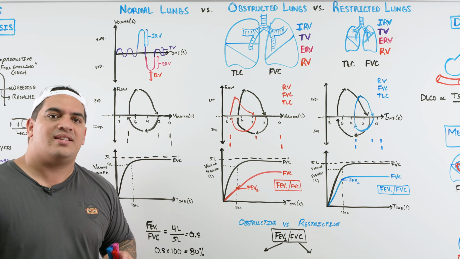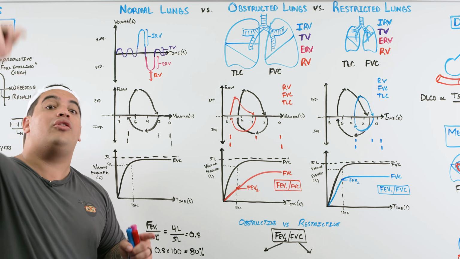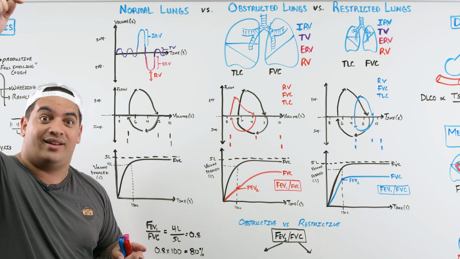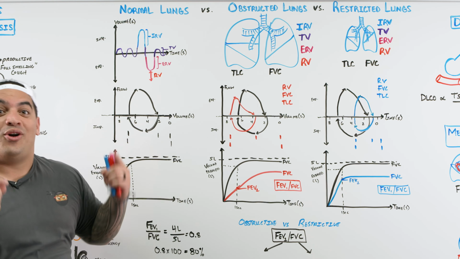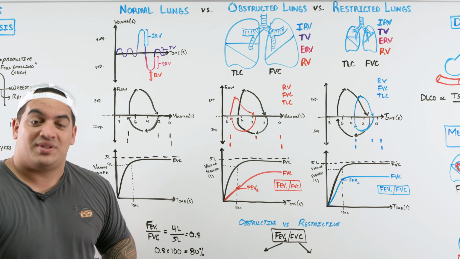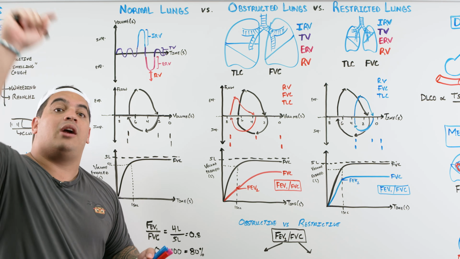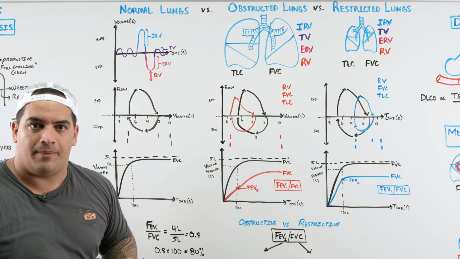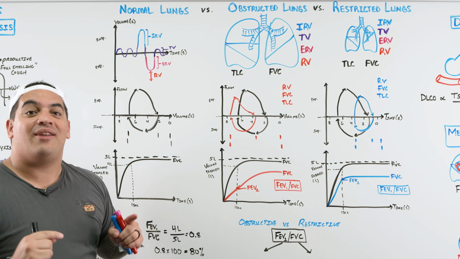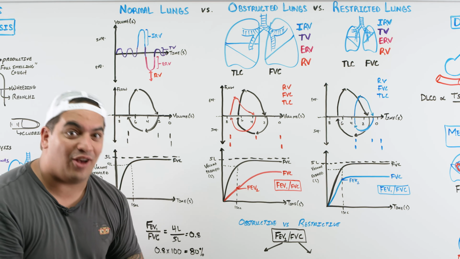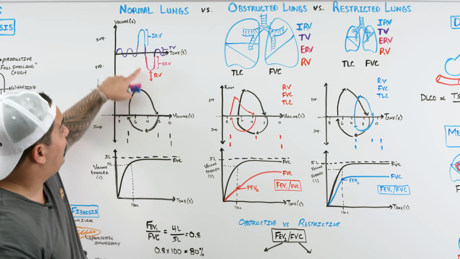Now, whenever a patient decides to take a deep breath in beyond their normal tidal volume inhalation, that's called their inspiratory reserve volume. So it's the amount of air that they can forcefully inspire beyond their tidal volume inhalation. That's the IRV. The next one is the amount of air that you can forcefully exhale beyond your tidal volume exhalation. That would be your ERV.